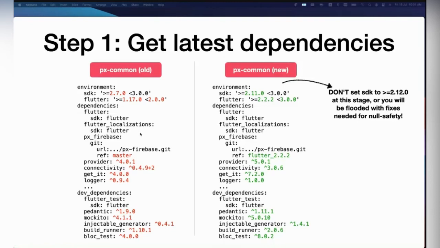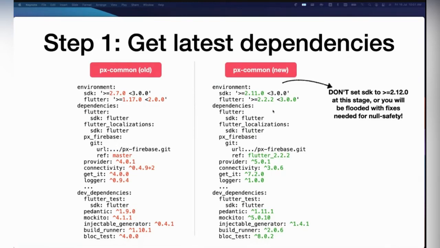Okay, back here. So this is just a sample for px common. A lot of repositories have changed. Look at the major versions, man. Get it? From 4, now we are 7. Bloc test from 4, now we are 8.